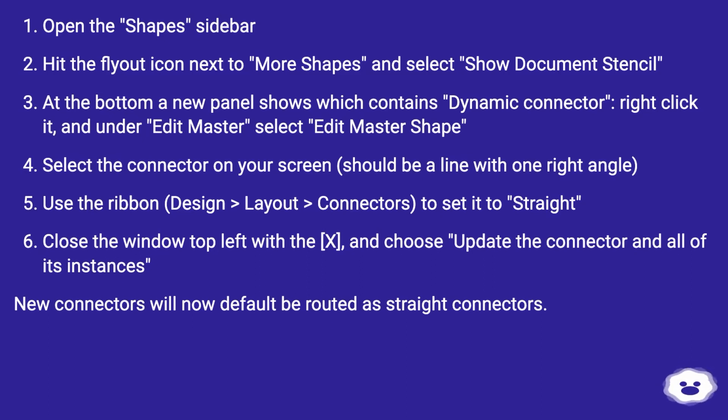Use the ribbon, Design greater than Layout greater than Connectors, to set it to straight. Close the window top left with the X, and choose Update the connector in all of its instances. New connectors will now default be routed as straight connectors.